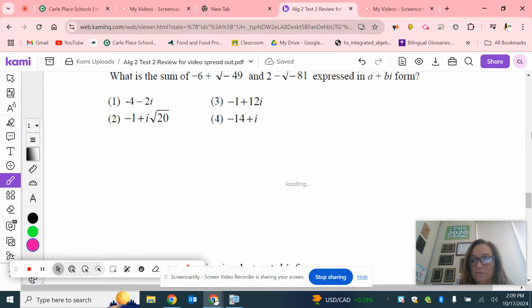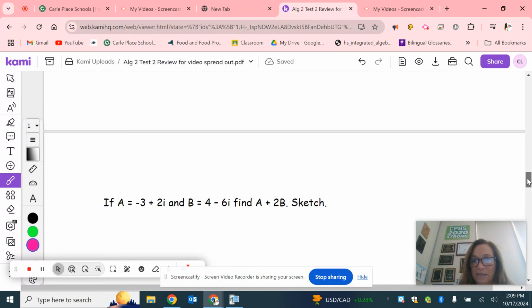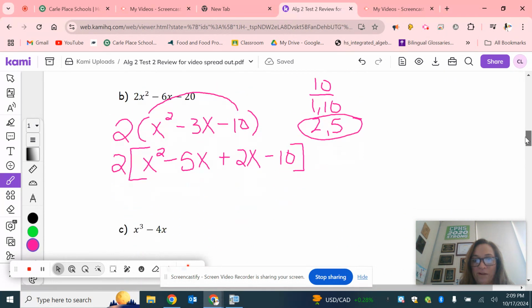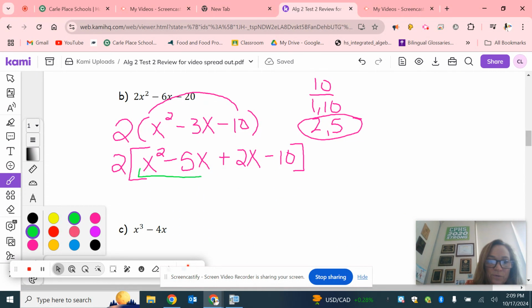Okay, so, oops. Oh, I hate this computer sometimes. Oh, that went really far. So now I'm looking for what's common between the first two. And what's common is an x.